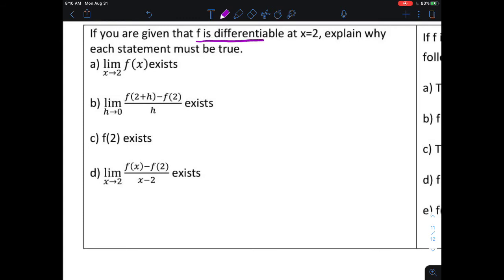If I'm given that a function is differentiable at x equals 2, tell me why the following statements have to be true. Well, the fact that it's differentiable at x equals 2 means that it has to be continuous. So f is differentiable at x equals 2, which means that it must be continuous, which also means that the limit has to exist.